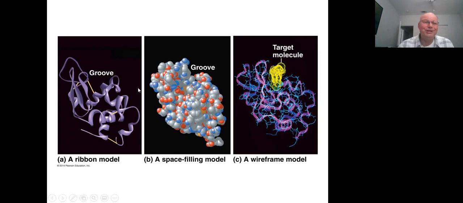Today, it's really easy to do. Your cell phone could do this. In fact, your cell phone can show some of these three-dimensional models. If you go searching around on the internet, you can find three-dimensional models of proteins that you can display on your cell phone.